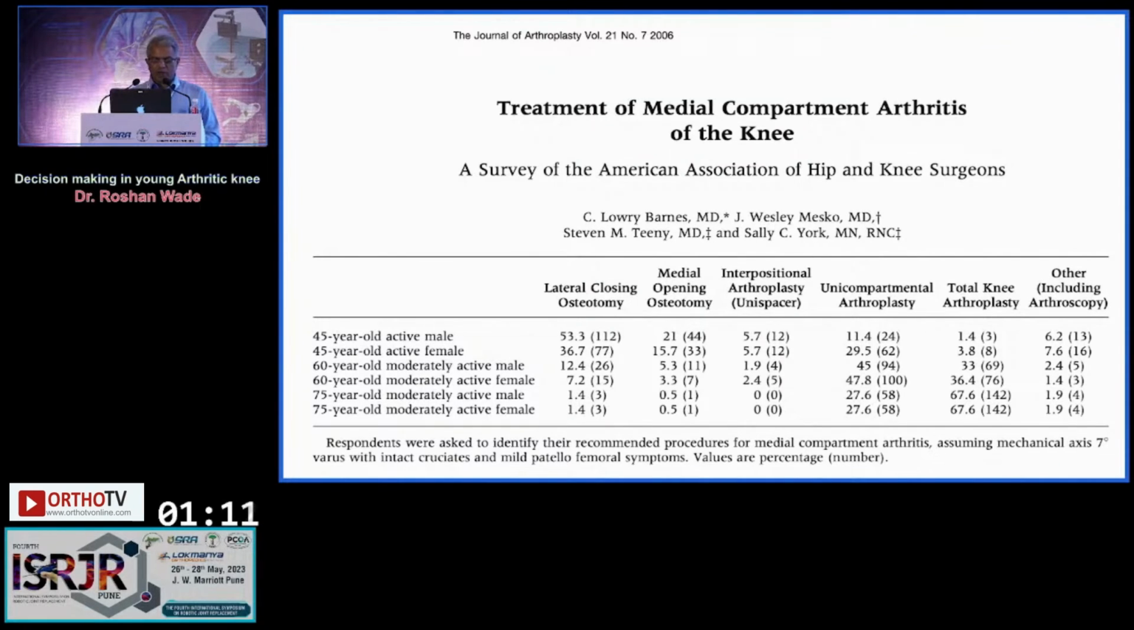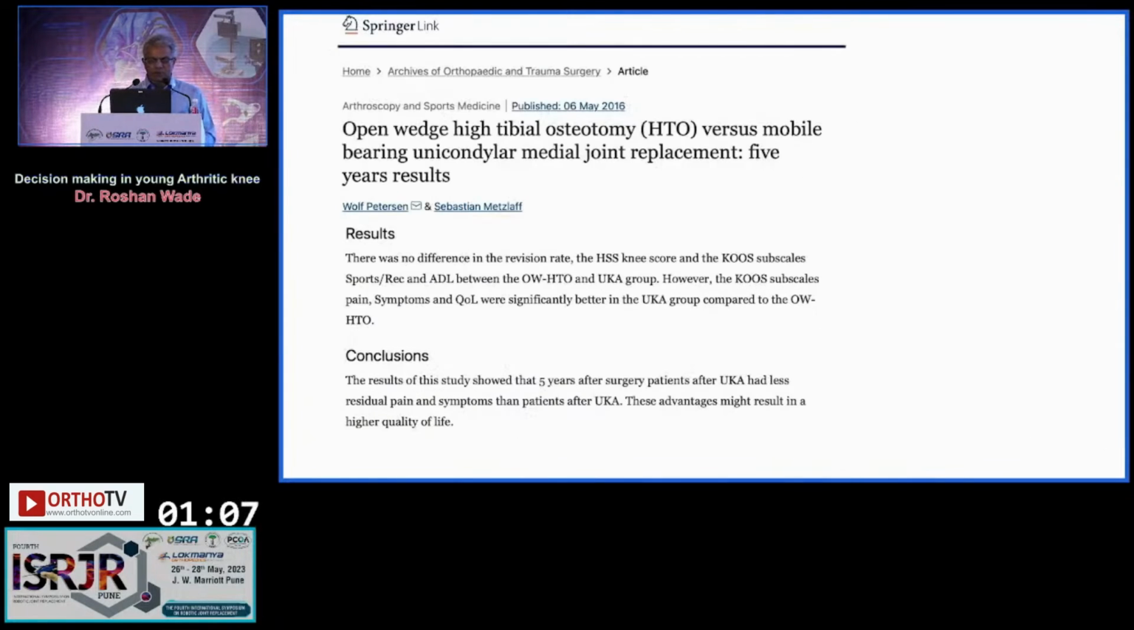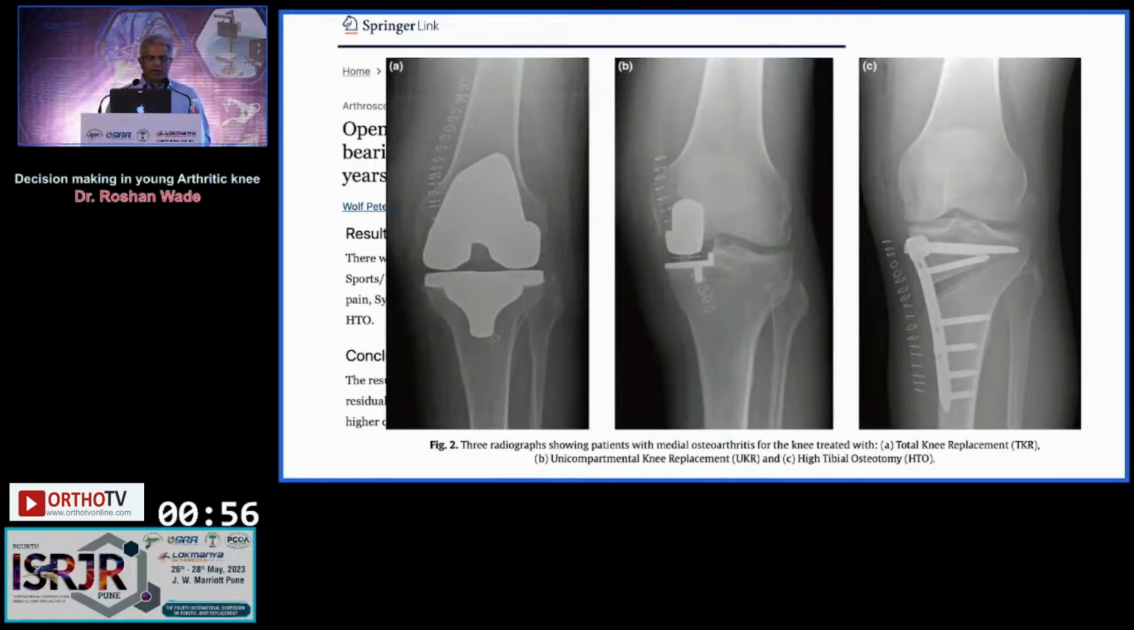However, UKR gives a better gait pattern as compared to HTO, because UKR maintains the natural varus, which cannot be maintained in high tibial osteotomy. Open wedge high tibial osteotomy versus unicompartmental knee replacement has been studied by many researchers, and they found that the gait pattern is much better preserved in UKR cases than with HTO because of patellofemoral and valgus malalignment.